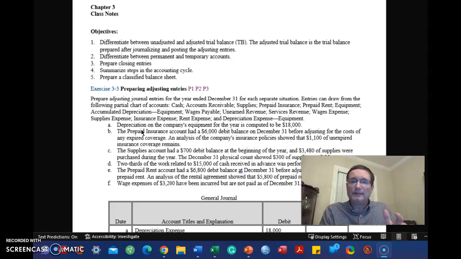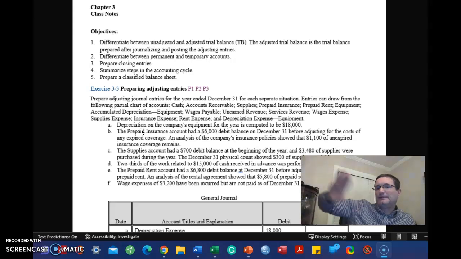We need to make sure that the expenses that match revenues in the current period are recorded as expenses. Same thing for revenue. A revenue that's been earned needs to be recorded in the current period if it's been earned in this period. Everything else can be deferred. Deferred means pushed off to a future period.